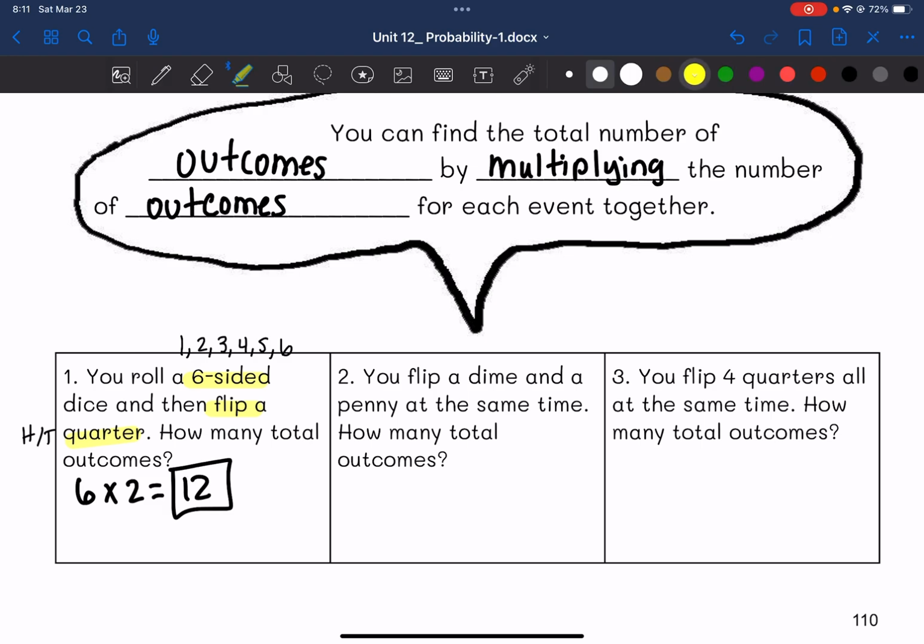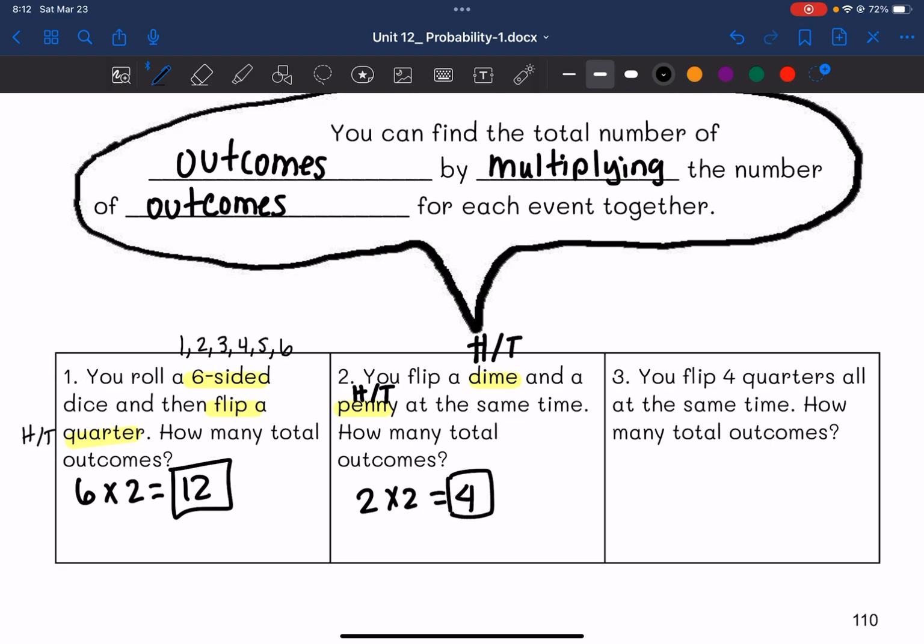The next one, you flip a dime and a penny at the same time. So a dime can either have heads or tails. A penny can either have heads or tails. So that is 2 times 2, which is 4.